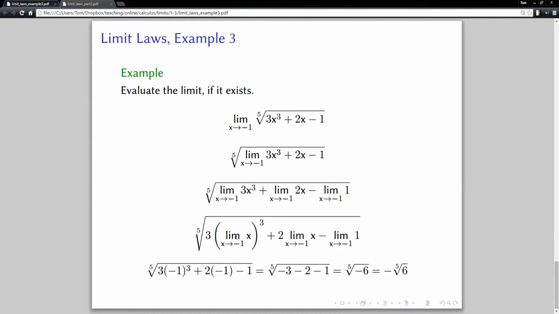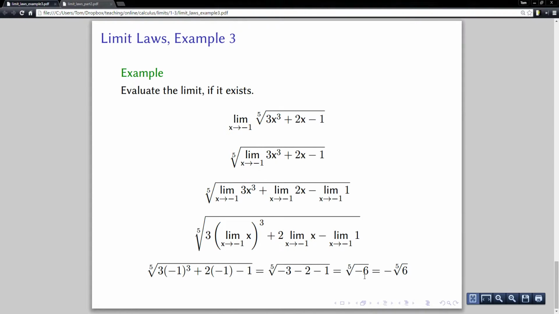And here this limit is equal to -1, this limit is equal to -1, and this limit is equal to +1, right? Because it's a constant, but I'm subtracting a +1 here. So then just simplifying that out, I get -3 minus 2 minus 1, which is -6, right? And I could rewrite that as the fifth root of 6 times the fifth root of -1, which is a -1. So that minus can come out here.